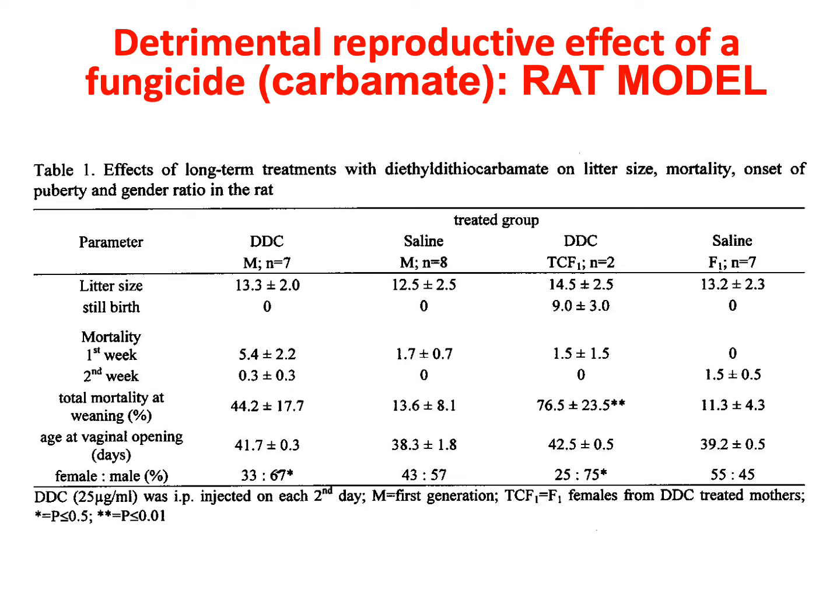So you can see that the pesticides and fungicides show a detrimental reproductive effect, may cause stillbirth and abortion, and this is a transgenerational type of influence.